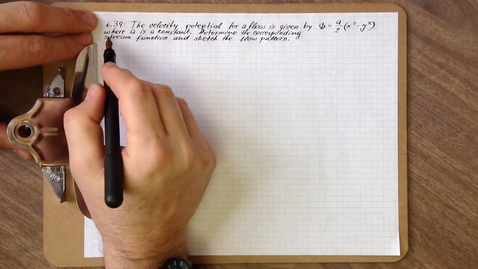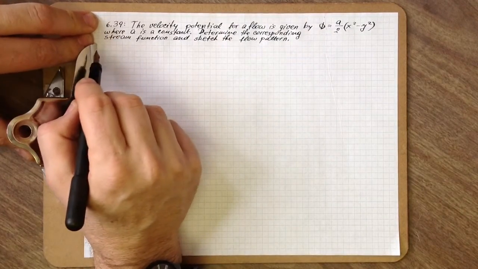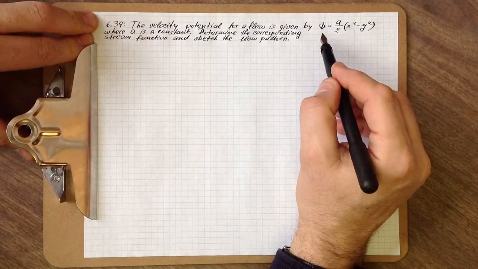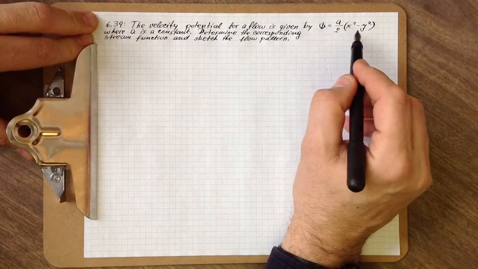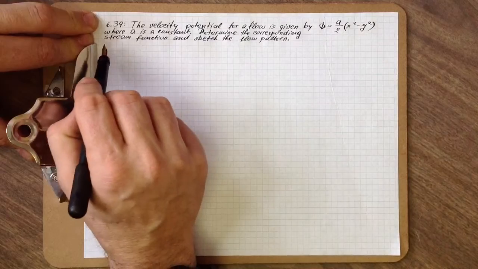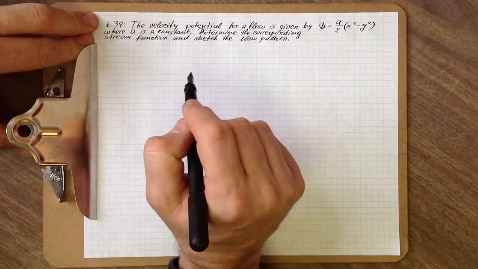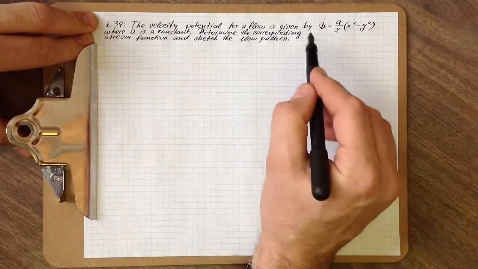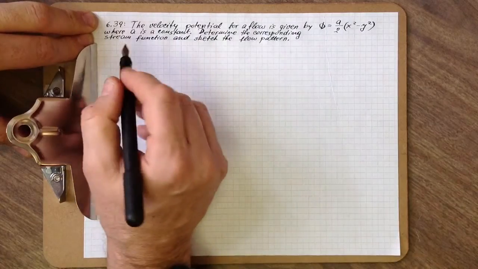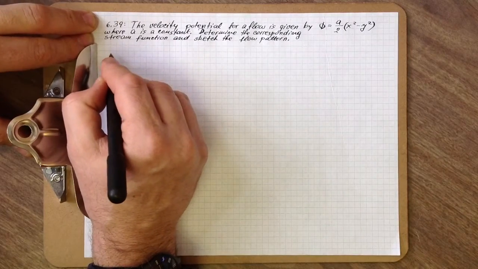Good. Here's problem 6.39. We're given the velocity potential phi equals a half x squared minus y squared, and we're asked to find the corresponding stream function. So we're first going to find the velocity components and then use them to find the stream function.